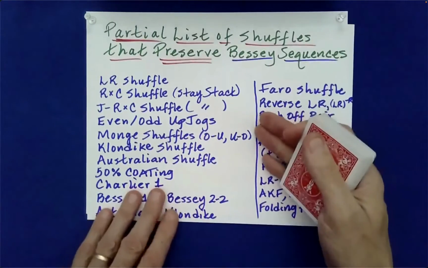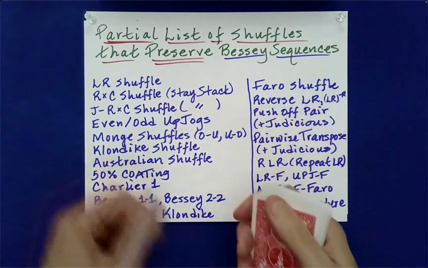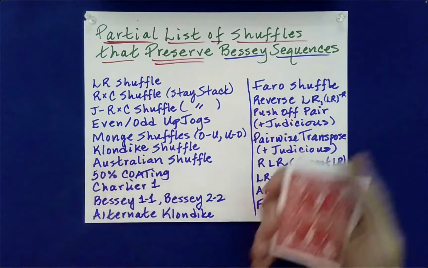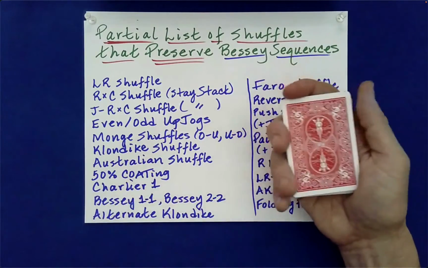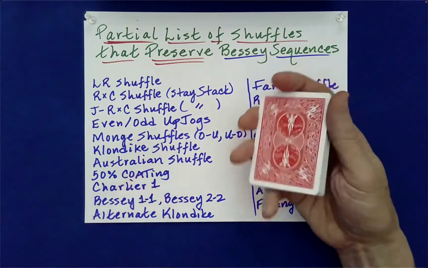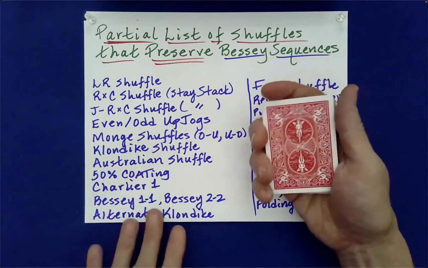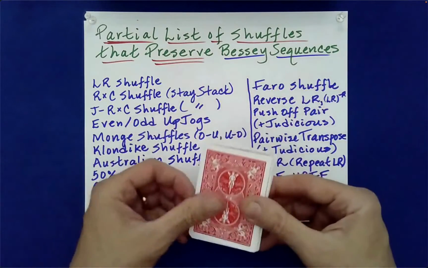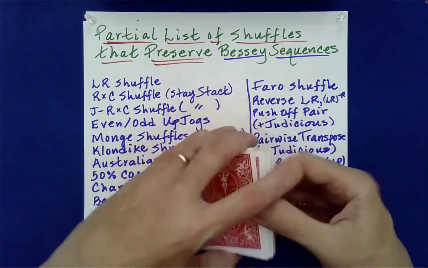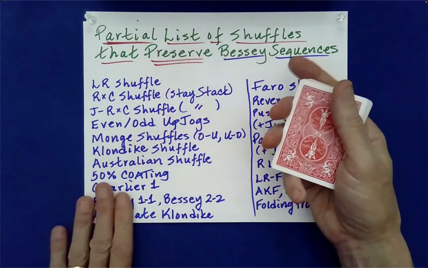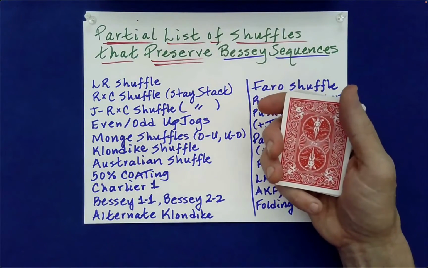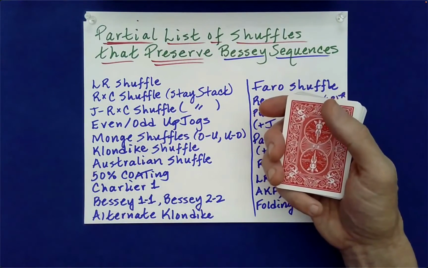The Australian shuffle, this is where you go down, under, down, under, down, under. It would work for this as well. It might take a little too long here just because of how many cards, but you can try that on your own. That's where you go down, next one goes under, down. You can do a 50% coding. That's where you just deal out half the cards, drop the rest on top.